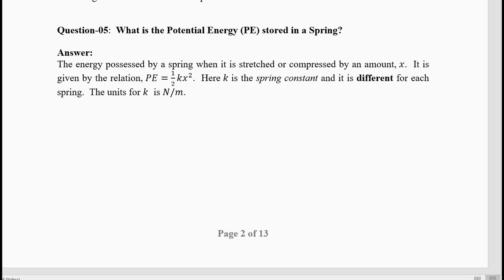Energy has to come from somewhere. So the energy stored in a spring is called potential energy. It is the energy possessed by a spring when it is stretched or compressed by an amount x. It is given by the relation PE equal to half kx square. Please remember, k is positive and x square is definitely positive, where k is the spring constant and it is different for each spring. The unit for k is Newton per meter and the unit for energy is joules.